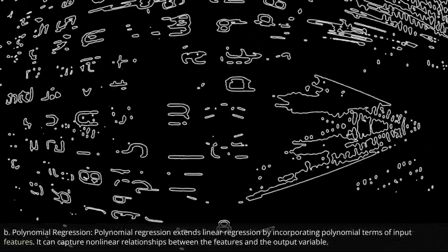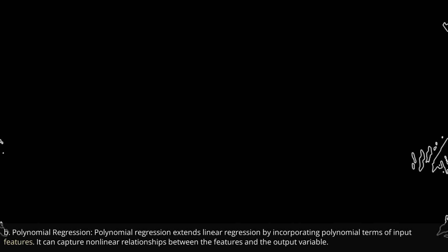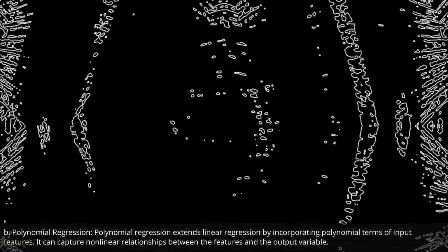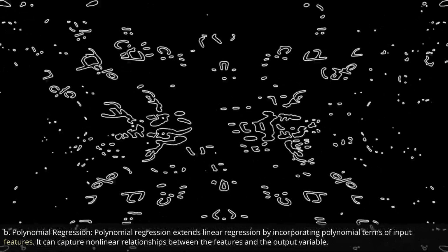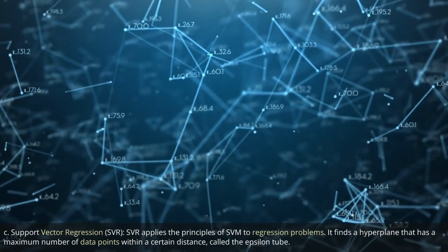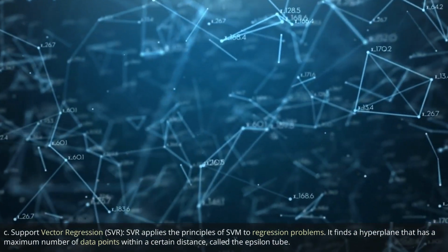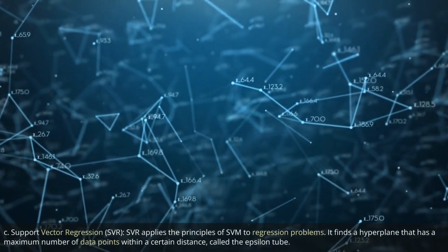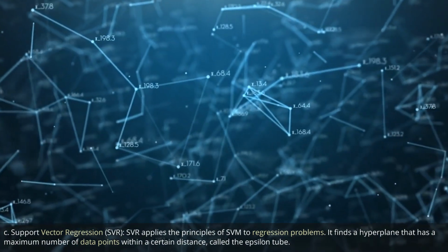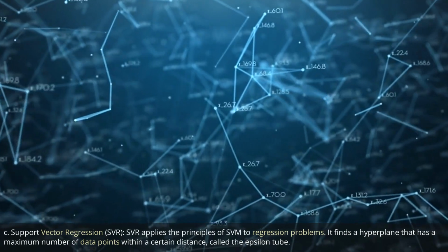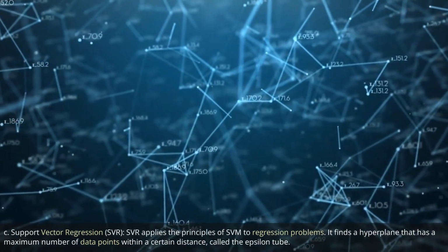B. Polynomial regression. Polynomial regression extends linear regression by incorporating polynomial terms of input features. It can capture nonlinear relationships between the features and the output variable. C. Support vector regression, SVR. SVR applies the principles of SVM to regression problems. It finds a hyperplane that has a maximum number of data points within a certain distance, called the epsilon tube.